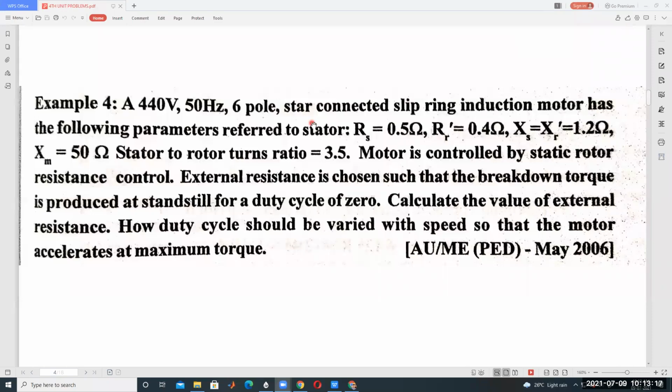Okay, this is one of the problems, slip ring induction motor. Okay, and attendance: 16 series P series 201, absent, none. 17 series U series 205. So read the question.